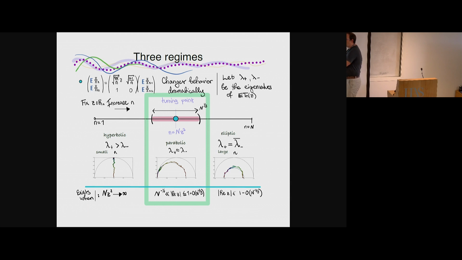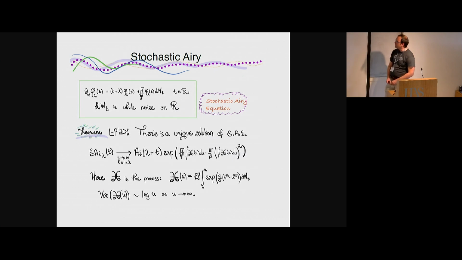So, I would like to tell you now about the transition regime. So what happens in the transition regime? All right, so this is in the neighborhood of the turning point, and we're going to have something completely different. I'm not going to use this parabolic picture, I'm going to use something else. And I need to connect something that's appeared a couple of times, which is the stochastic Airy equation.